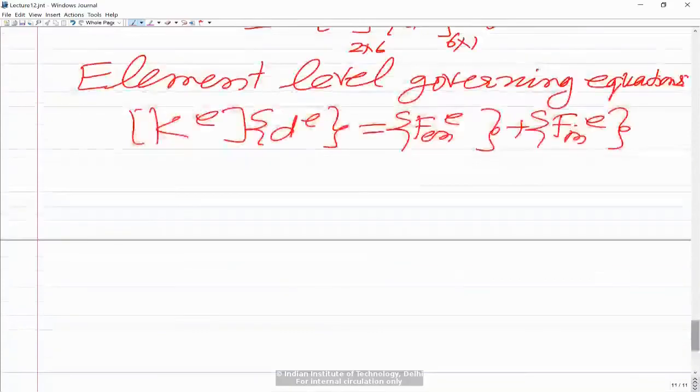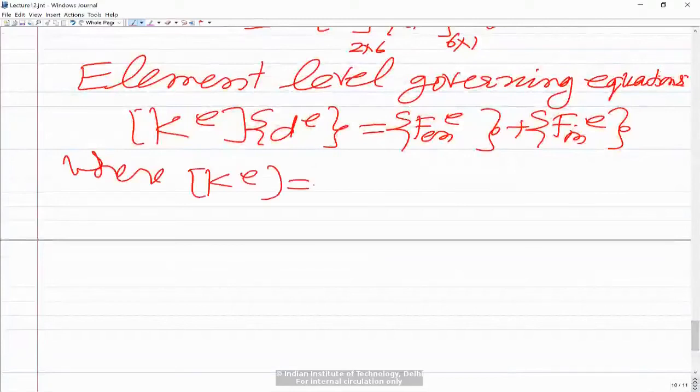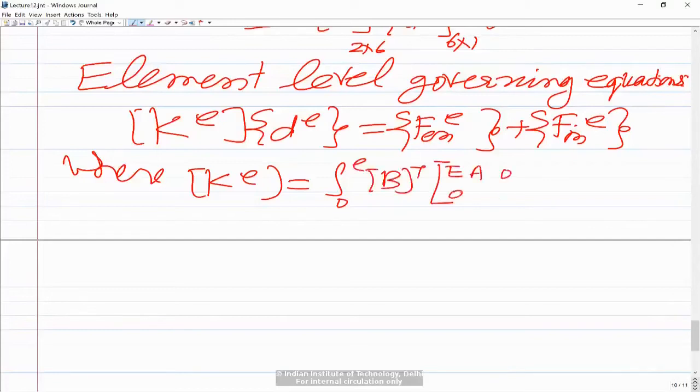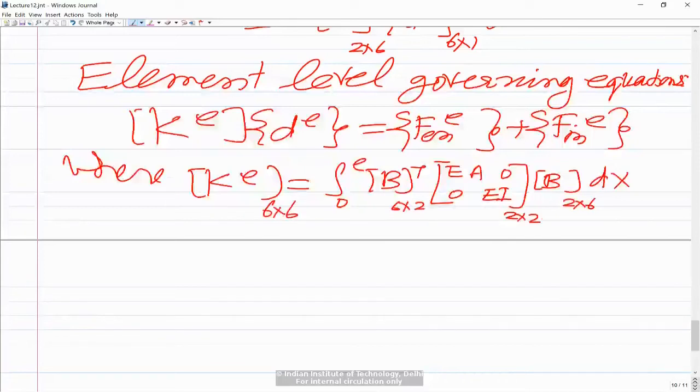So you will see that in this case ke will be basically the integral from 0 to L, and then we will have B transpose, and this is a 2 by 1 matrix. We have EA 0 0 and EI, so this is a 2 by 2 matrix in between, B into dx. So this is what your ke is. This is a 2 by 2 matrix, B is a 2 by 6 matrix, and B transpose would be 6 by 2. So ultimately this is going to be a 6 by 6 matrix. So now the stiffness matrix is of size 6 by 6.